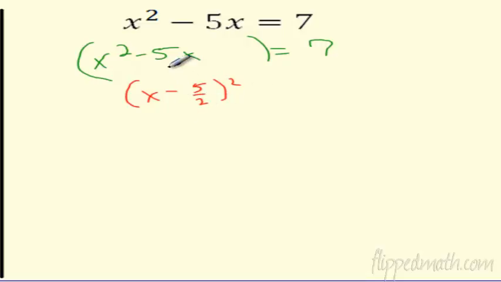So what happens here? You've got half a b. Then you're going to square it. So what is that squared? That's going to be plus 5 squared is 25. 2 squared is 4. You're actually adding 25 fourths to both sides. So whatever you do to one side, you've got to do to the other side.